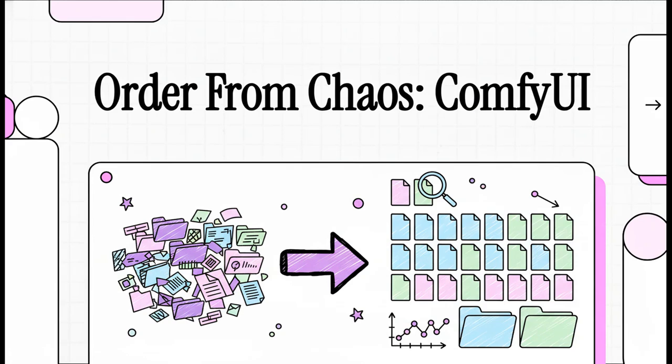If you're an AI creator, you know the struggle, right? It's that constant nagging battle for disk space. You've got models, images, workflows, they just seem to multiply. And before you know it, your machine is just begging for mercy. And it's slowing down your whole creative flow. Well, today, we're going to change all that. We are not just cleaning up, we are creating order from chaos, the ComfyUI way.